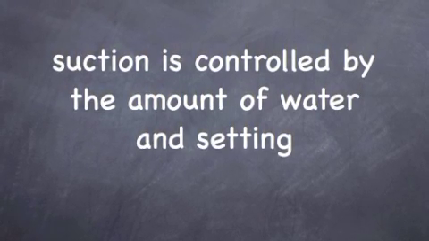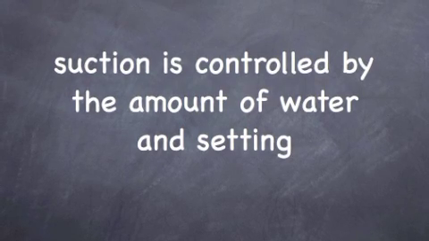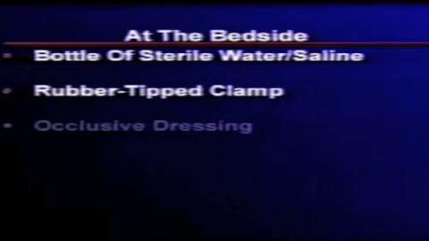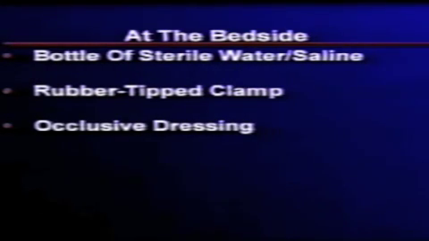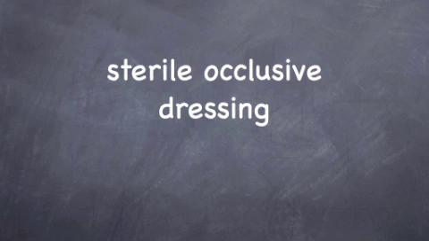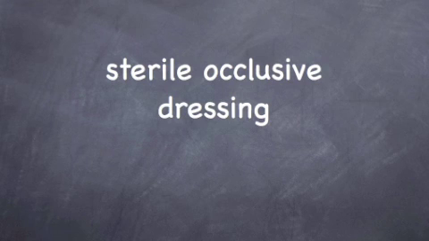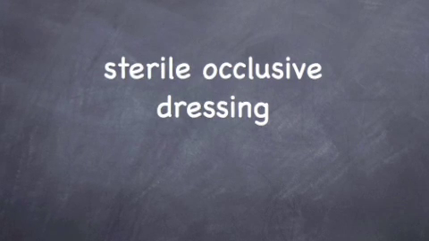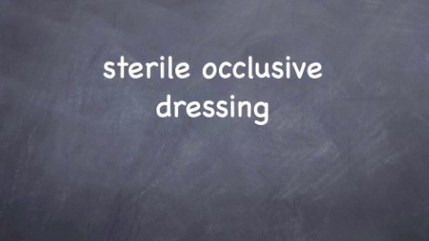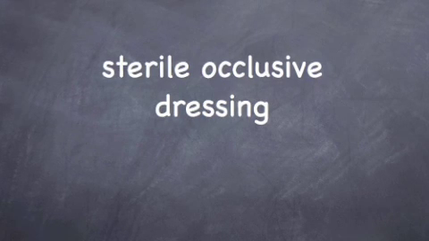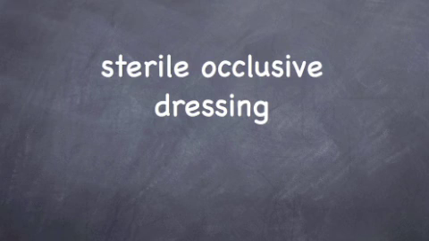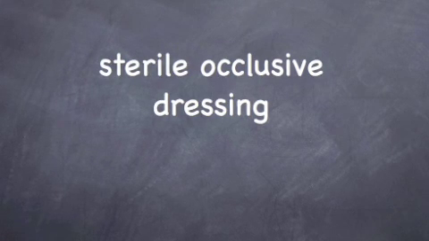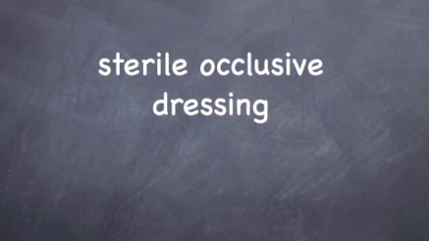Now remember, I said to you that there were 2 things you needed to keep at the bedside. There is a 3rd thing that also needs to be kept at the bedside, and that is an occlusive dressing. Should that chest tube become dislodged or come out of the client's chest wall, you need to have a sterile occlusive dressing that you can open and apply immediately to the opening, so that you can occlude the area, and then of course call the physician, because that chest tube may need to be reinserted.